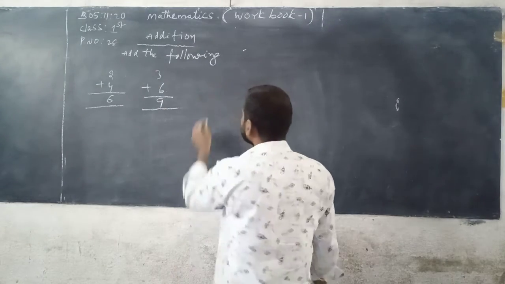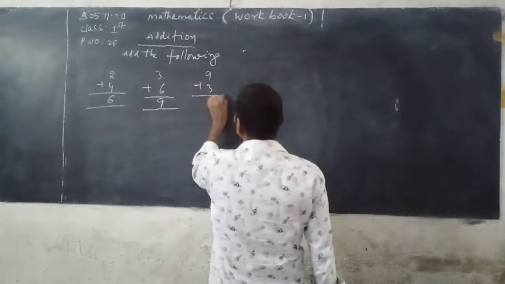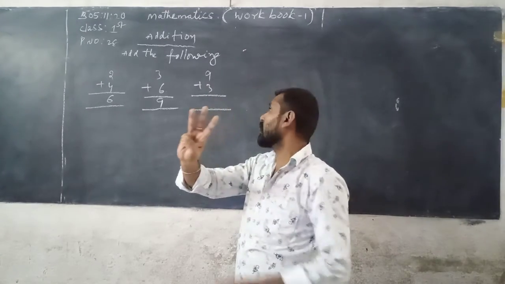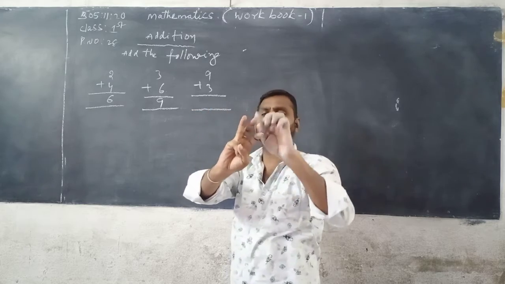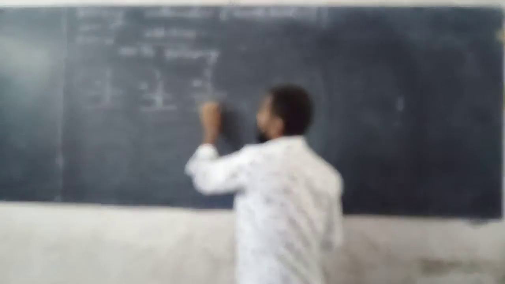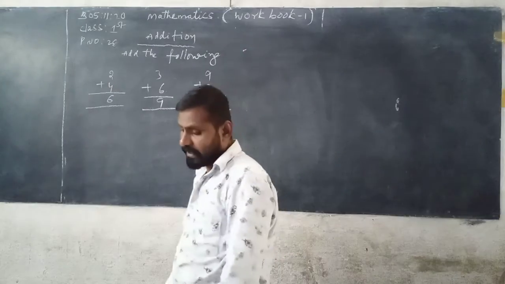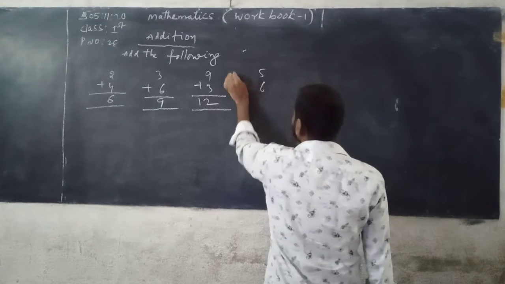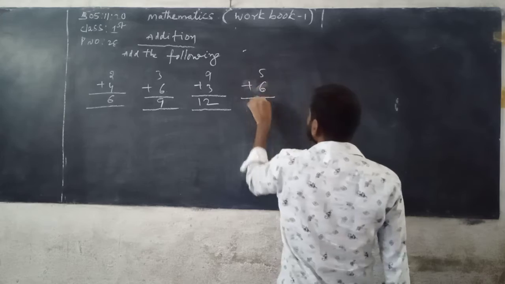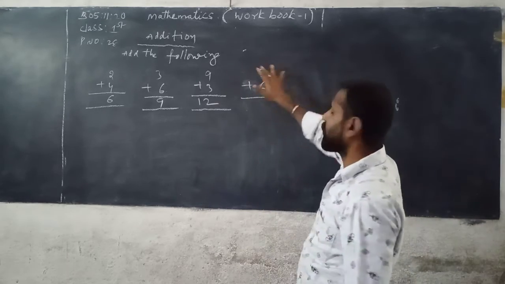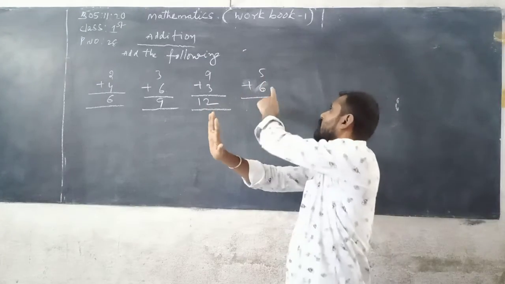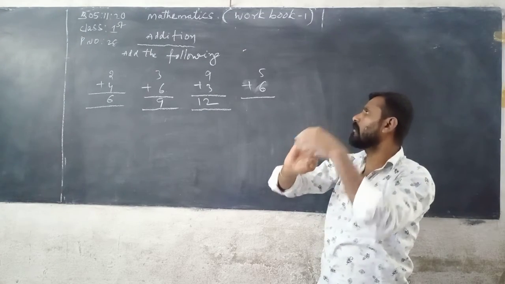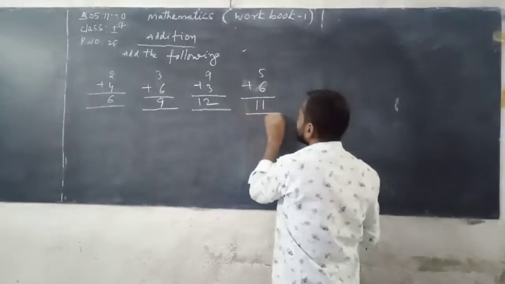Next 9 plus 3. Keep the bigger number in your mind and take 3 fingers in your hand. You can count 9 after 3 fingers, 10, 11, 12, write down. Next 5 plus 6. Keep the bigger number 6 in your mind and take 5 fingers in your hand. You can count 6 after 7, 8, 9, 10, 11. So 5 plus 6 you can get 11.